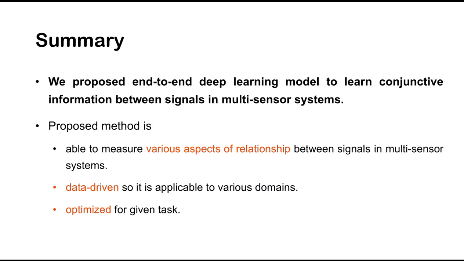Here's a summary. In this paper, we proposed an end-to-end deep learning model to learn conjunctive information between signals in multi-sensor systems. The proposed method is able to measure various aspects of the relationship between signals. The proposed method is data-driven, so it can be applied to various domains, and it is optimized for the given task for the best performance.